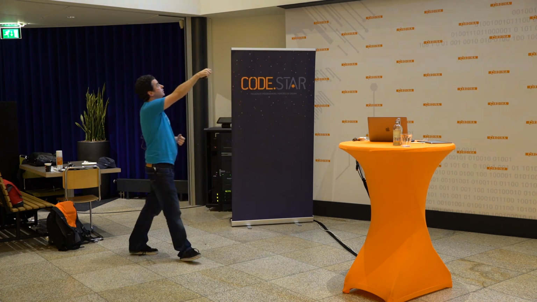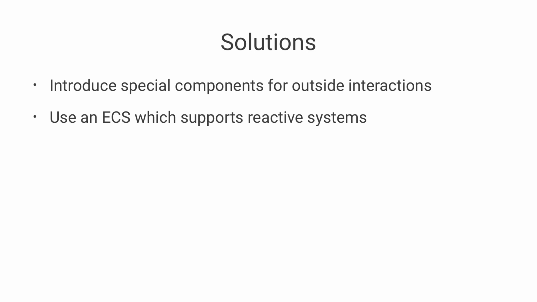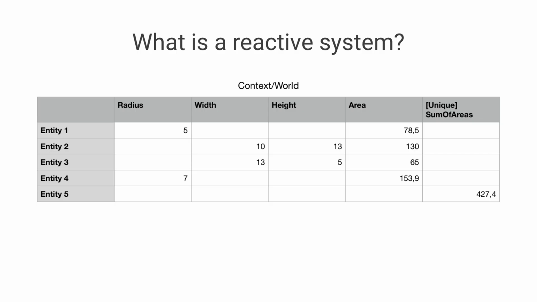The second solution is you could use an ECS which supports reactive systems. Again, it depends on the implementation. Not all ECS libraries support reactive systems, but some do. So what is a reactive system? The idea behind it is the following. In the query, I say, don't give me all the entities which have a radius. I say, give me all the entities which got a radius added or changed.